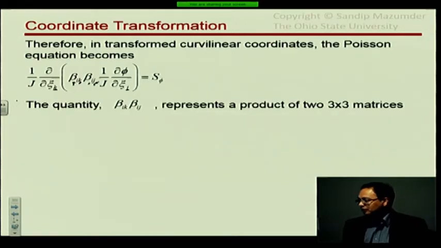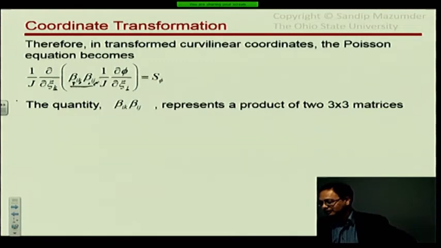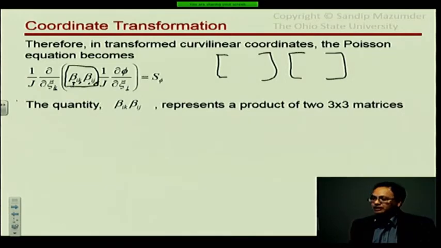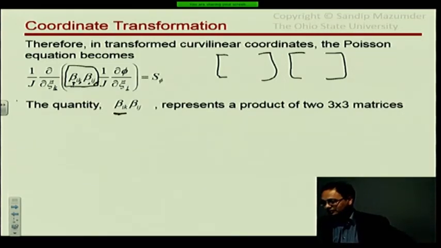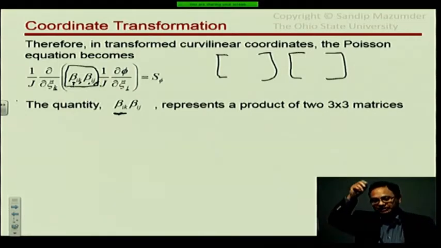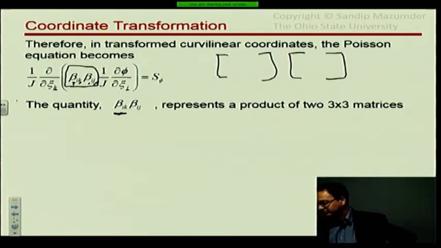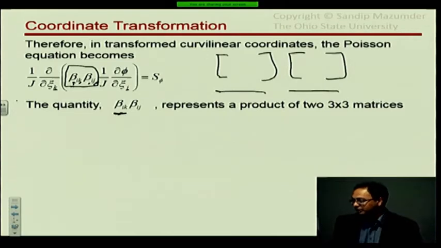So first of all, let's think about this inner quantity. Now beta ik is a 2 by 2 matrix, times beta ij, which is another 2 by 2 matrix. So this is basically the beta matrix, beta 11, beta 12, and so on. Or sorry, a 3 by 3 matrix in general. So we are looking at the product of two 3 by 3 matrices.